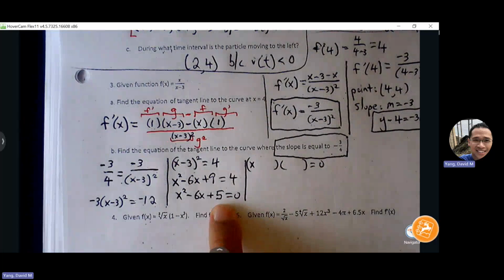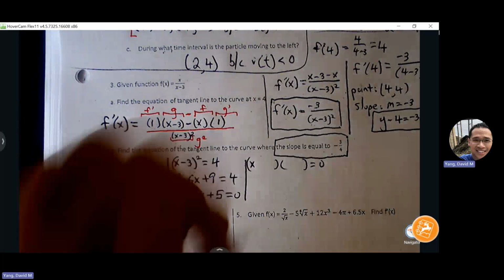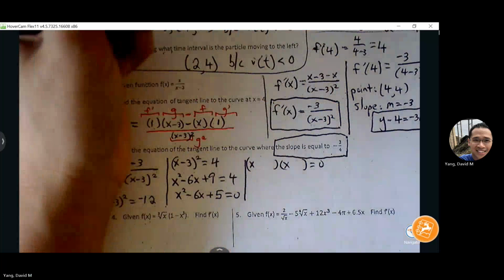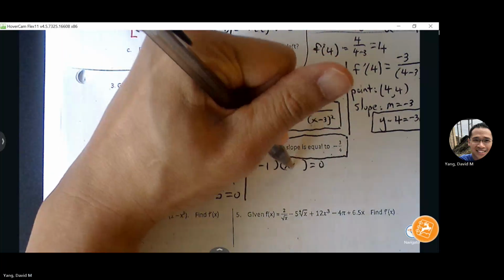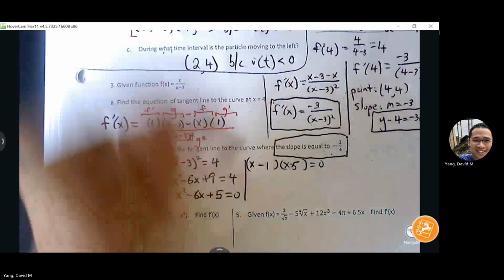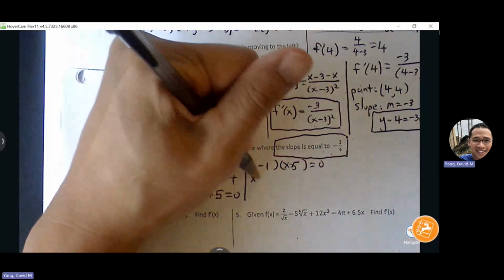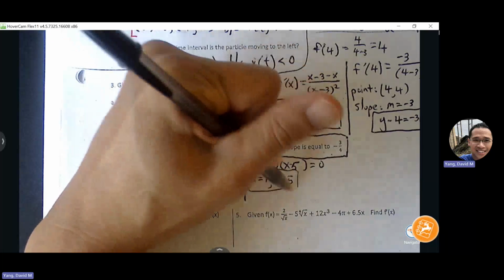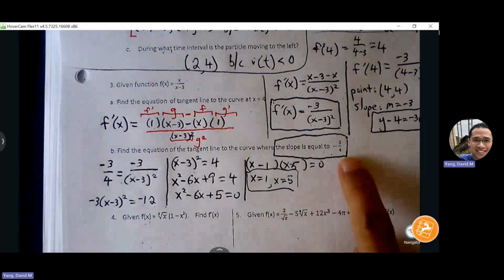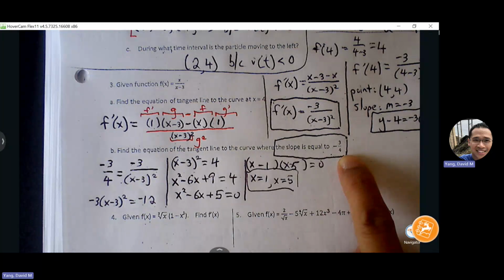So 1 multiplies to be 5 and adds up to be -6. And -5. Solve for x. X equals 1 and x equals 5. Now, what does this tell us? What does this tell us about when the tangent line hits at 2 different points? That's right. There are 2 different places on this curve where the steepness is exactly -3/4.